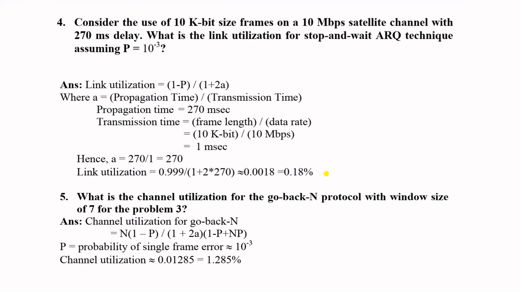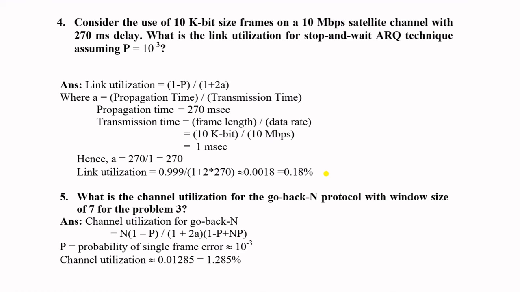Okay, A equals 270 by 1, that is 270. So in this way we can calculate the link utilization equals 0.999 divided by (1 plus 2 into 270), that is approximately 0.0018, that is 0.18%. So in this case the link utilization for stop and wait ARQ is 0.18%. This type of question can also be asked in competitive examinations or semester examinations.